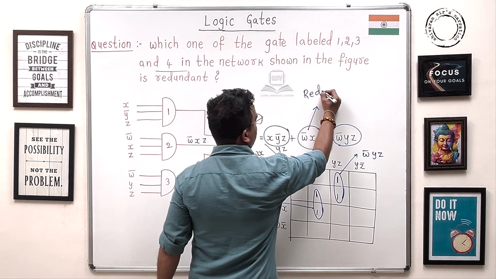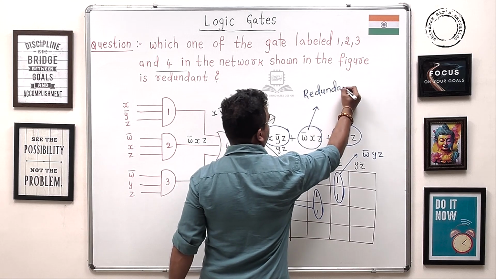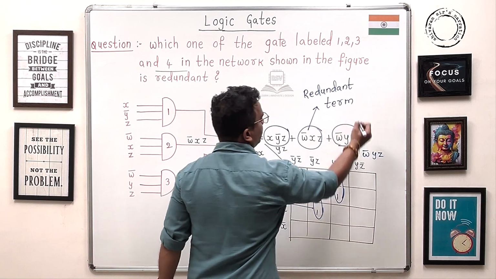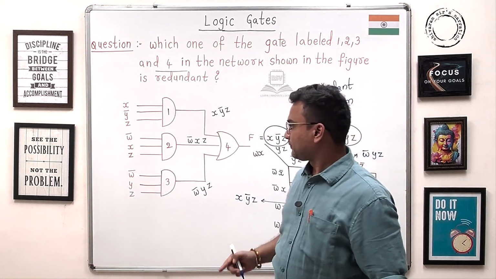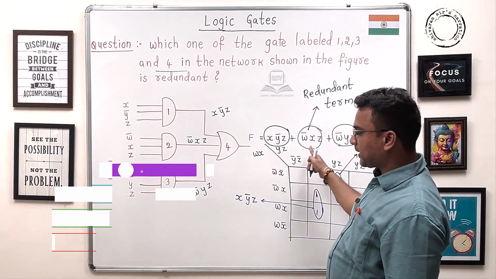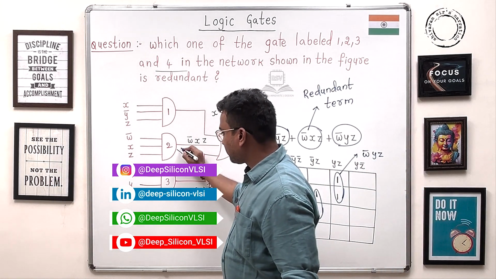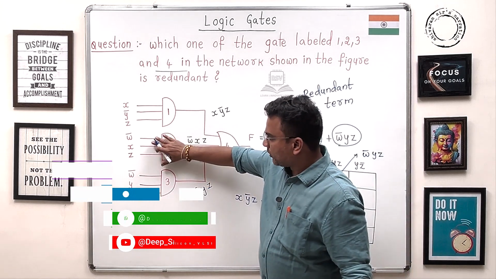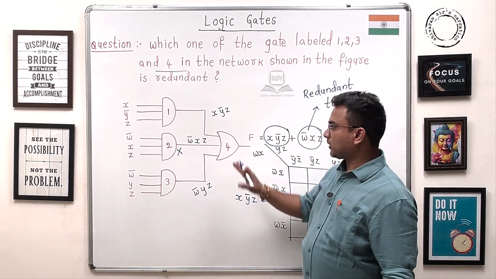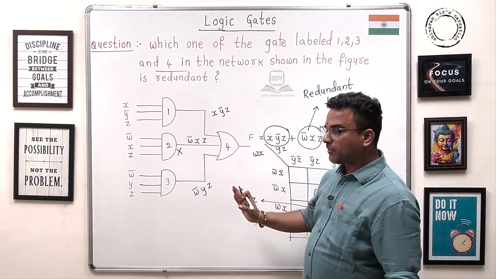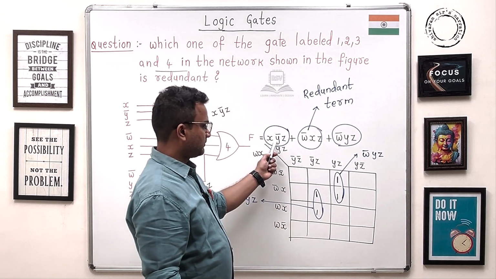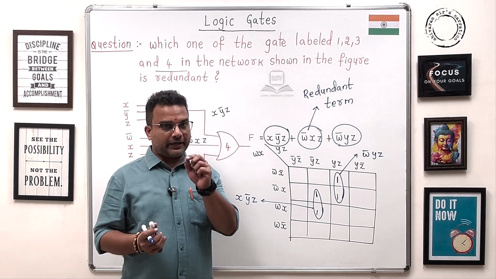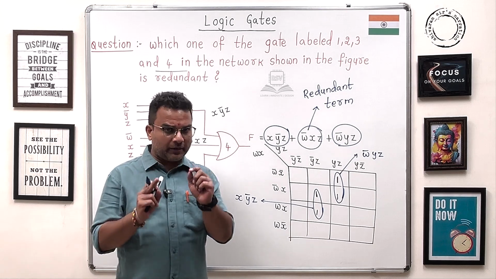Okay guys, from which gate are we getting this redundant term? None other than gate number 2. This one, w bar x z, is the redundant term. This gate is not necessary. You just remove this and connect it as it is, so that you will get x y bar z plus w bar y z. In this way we can identify the redundant gate for any question, for any model.